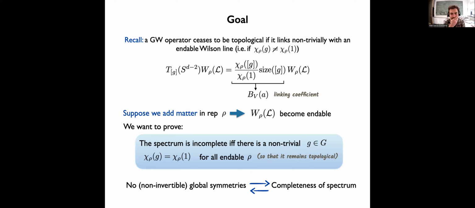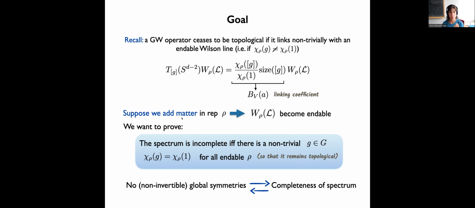Okay. So just quickly, what we have learned is that a Gukov-Witten operator stops being topological if it links non-trivially with an endable Wilson line, meaning that this is the linking coefficient, so the character of the representation is non-trivial. Okay, it's different from the character for the identity.